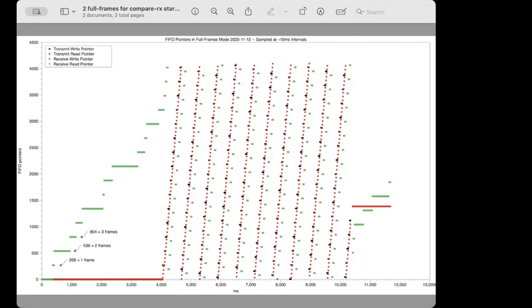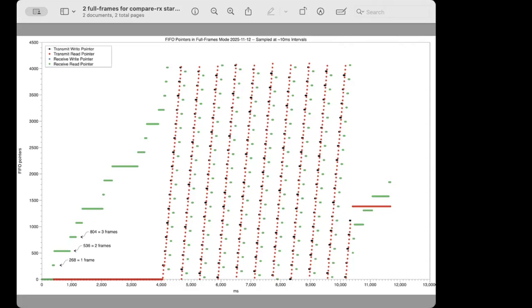So take a look at the red and black first. They sit down at 0 where they're supposed to be because I'm not actually transmitting yet. And then as soon as I start transmitting, the black dots start coming out like clockwork. You can't really see that it's like clockwork in time here because I've zoomed way out to show the whole test. But by zooming in the graph, you can see that these are 40 milliseconds apart, just like they're supposed to be. You can see on the vertical axis that they're 1 frame apart, just like they're supposed to be.